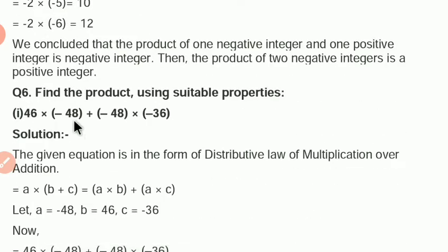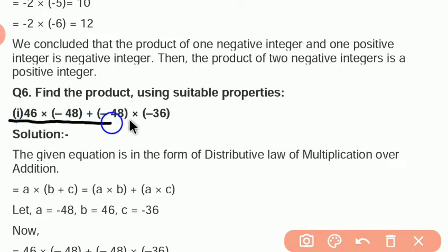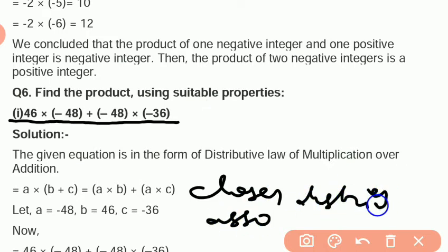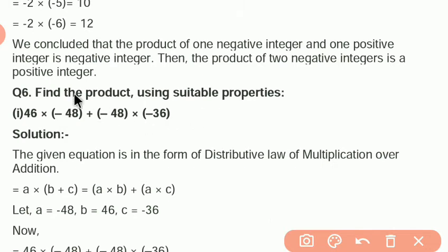Then next question, question number 6, find the product using suitable properties. Here in this question we have to use properties. You know that we have learned different properties, like closure property, associative, commutative, and distributive law. So that property you have to use according to the given question. First we will see the format in which the question is given.